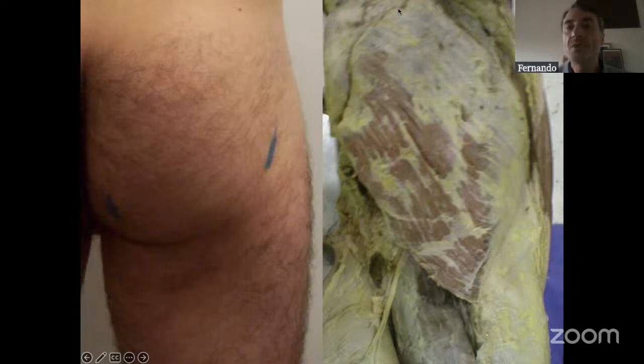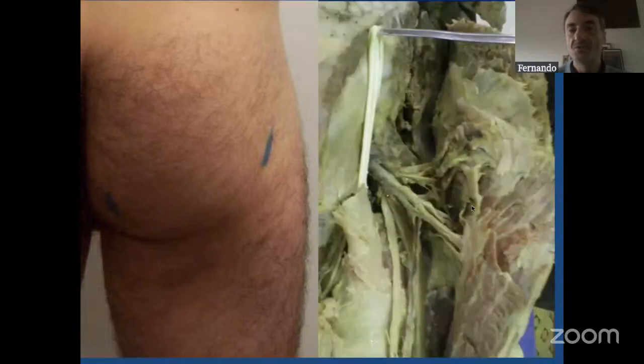So we will cut here the gluteus maximus muscle, and we will retract laterally the gluteus maximus to see the deep compartment of the gluteal region. So here we cut the fibers of the gluteus maximus muscle, and we can see here the structures of the deep compartment of the gluteal region.